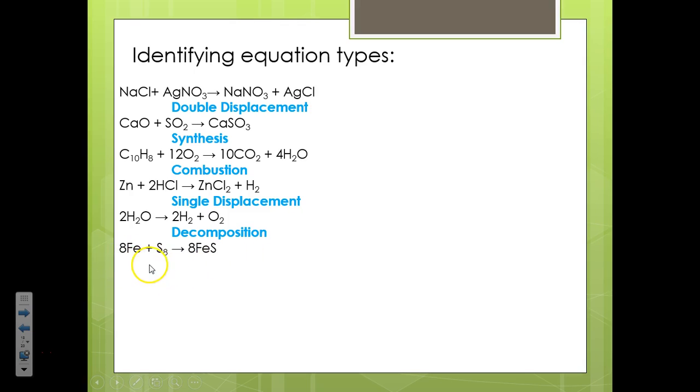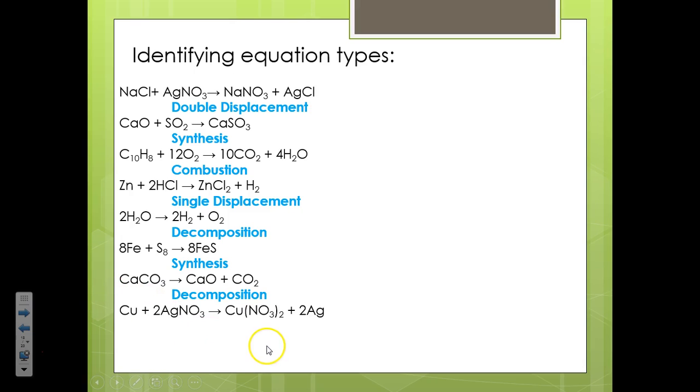On this one, iron and sulfur coming together to form iron(II) sulfide. All right, if you've got two things coming together to form one thing, that is a synthesis reaction. All right, this last one here, we've got one thing, it's breaking down into a couple other things. If something's breaking down, that's decomposition. If we've got just one reactant, that's decomposition.